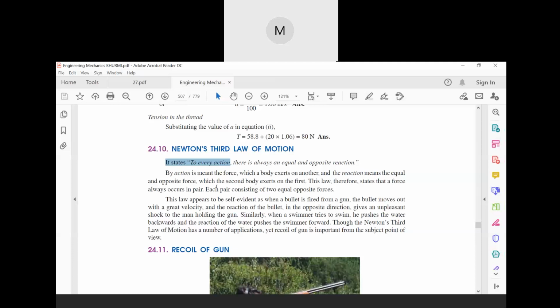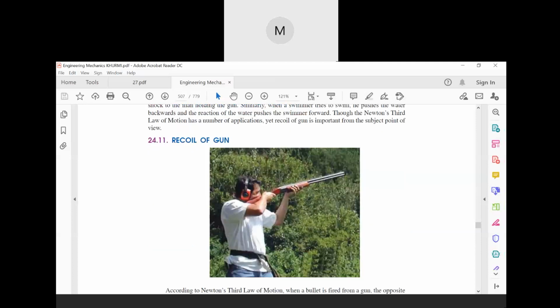The reaction means the equal and opposite force. Once you apply force on a body, there will be an equal and opposite force acting on the body, right? That equal and opposite force acting on the body is known as reaction. We discussed these things in the last class also. First of all, there is one example which is very much evident: recoil of a gun.